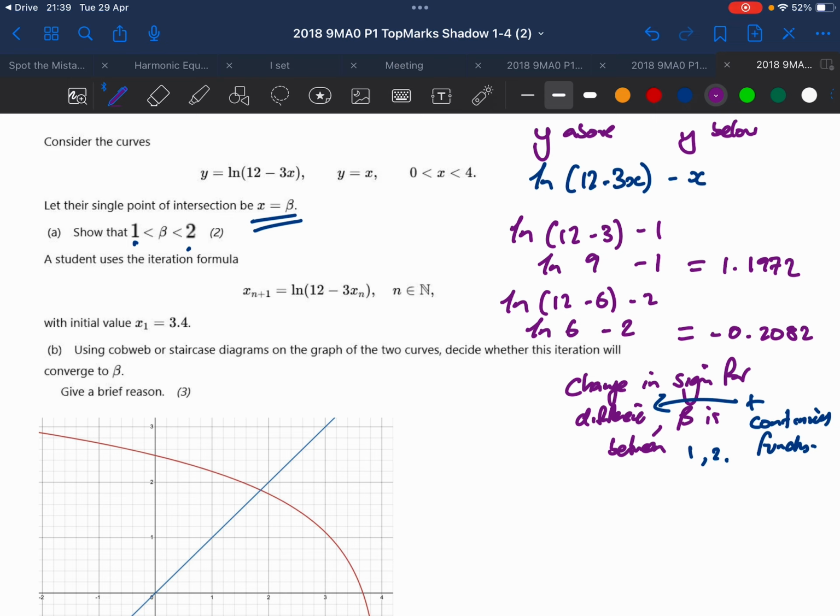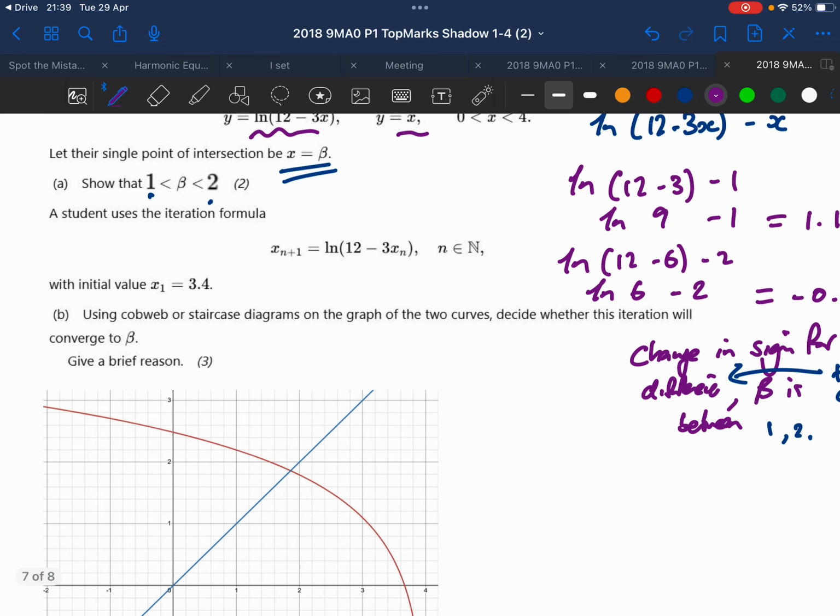So now we've got an iteration. Iterations make sense because it's coming from using these things together as a way of solving. We've got an initial value of 3.4 and we're meant to use a diagram to look at what's happening, and decide if this iteration will converge. So I'm going to draw a cobweb and then we're going to say what actually happens.